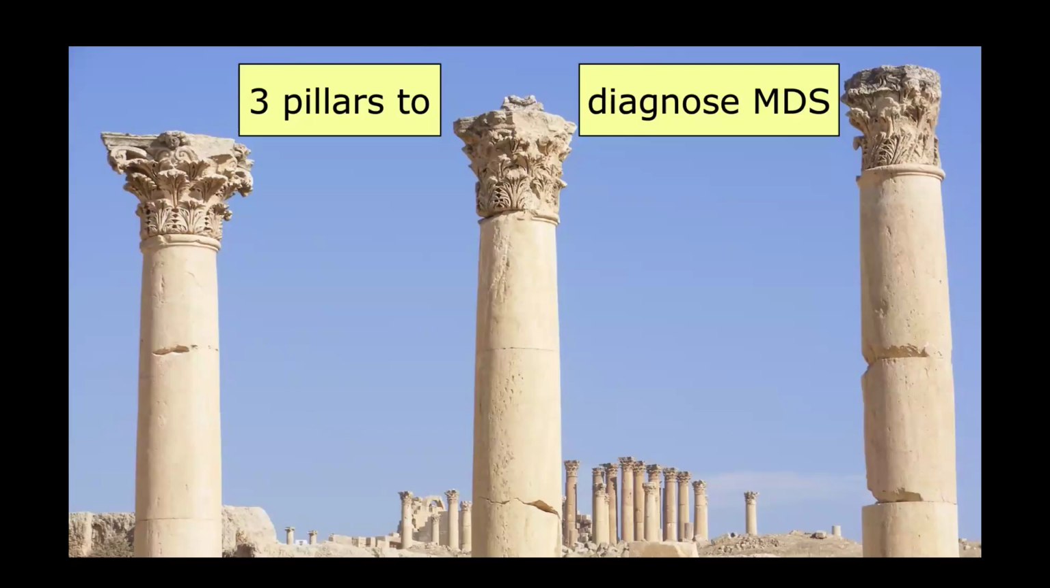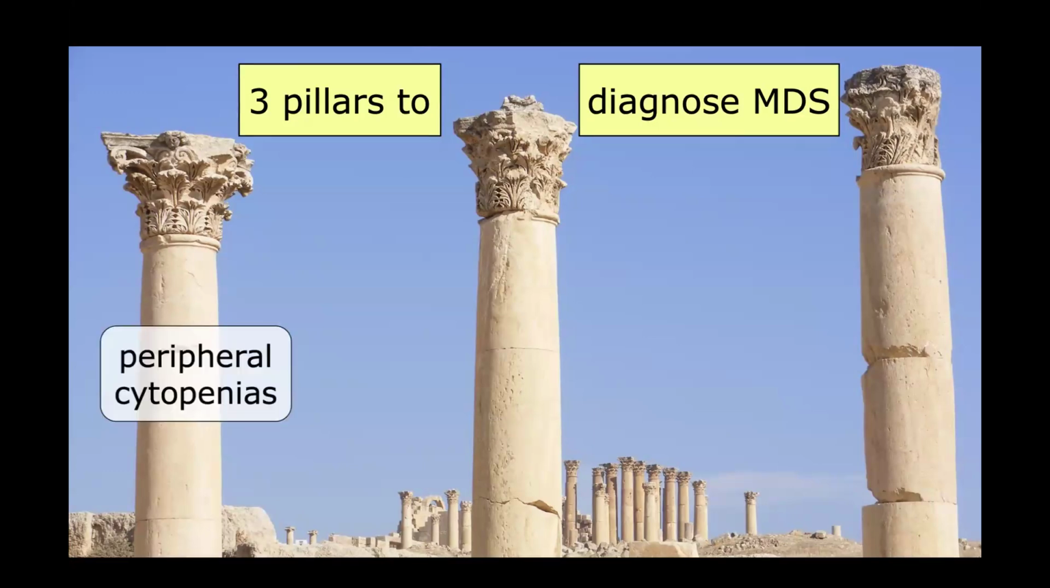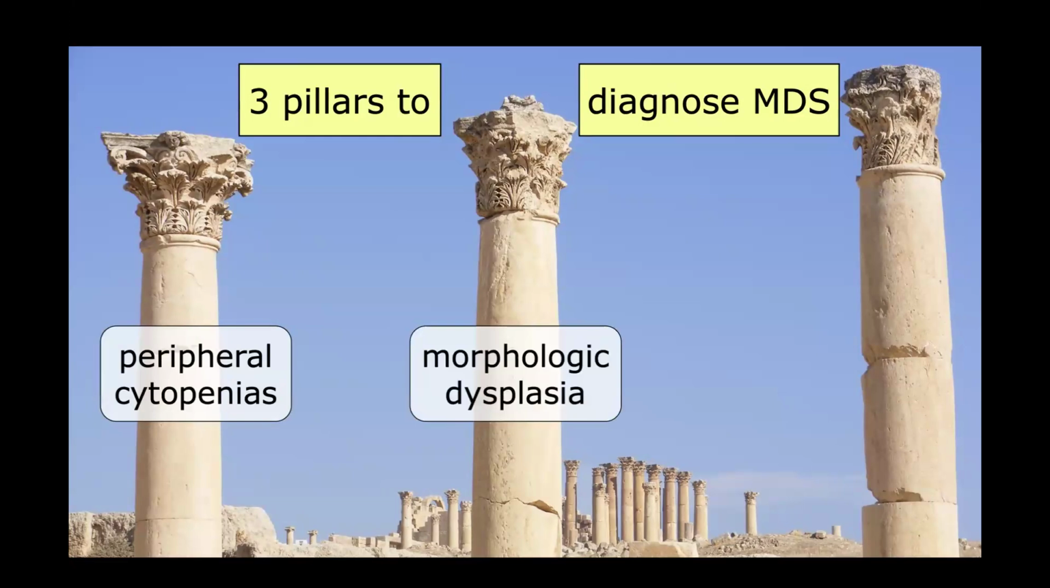So there are three broad pillars that are central to the diagnosis of MDS. The first, of course, is peripheral cytopenias, and I'm not going to talk about that in any more detail. That's fairly straightforward, what the definitions are of those. But usual other accompaniments are morphologic dysplasia and genetic abnormalities, historically cytogenetics, but more recently molecular genetic abnormalities as well.